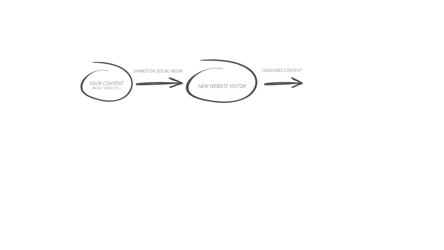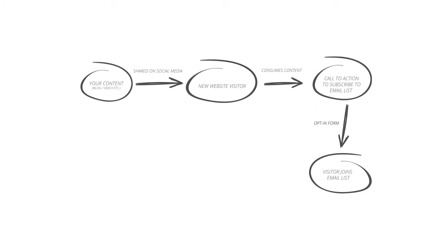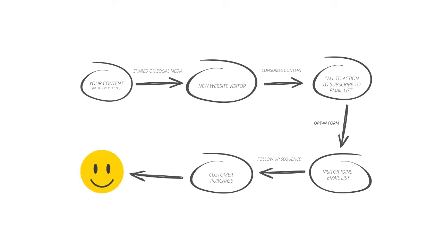So here's how it works. Let's look at an example of your email marketing in action and what it can actually do for your sales funnel. Someone sees your content online, so it could be a blog or a video. You share it on social media. Now you've got a new website visitor. They've looked at your content, and then you have a call to action for them to subscribe to your email list. They see that on your opt-in form, they enter their details through the opt-in form, and they've now joined your list. Now they get sent the follow-up sequence, customer purchases, you're happy, they're happy. See how that works? That can all happen behind the scenes using your automated sales funnel, thanks to the setup of your email marketing. So that's how it works.